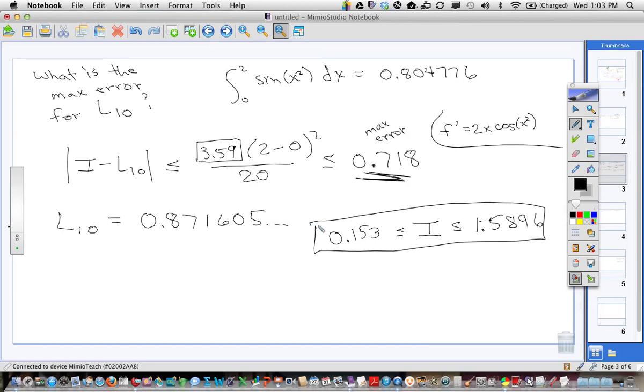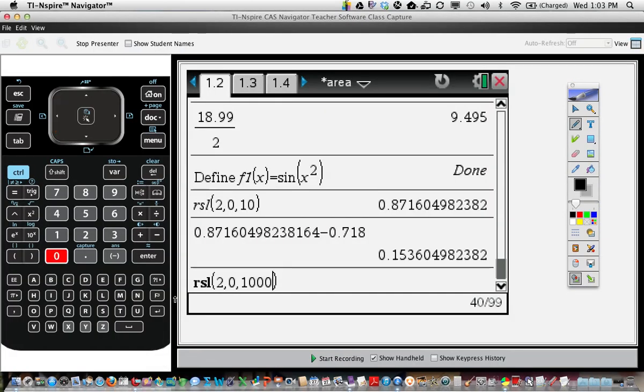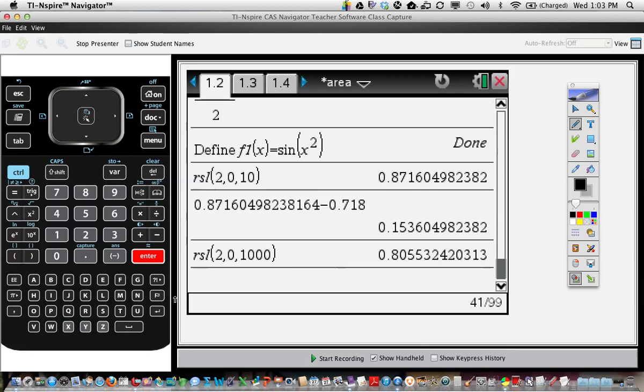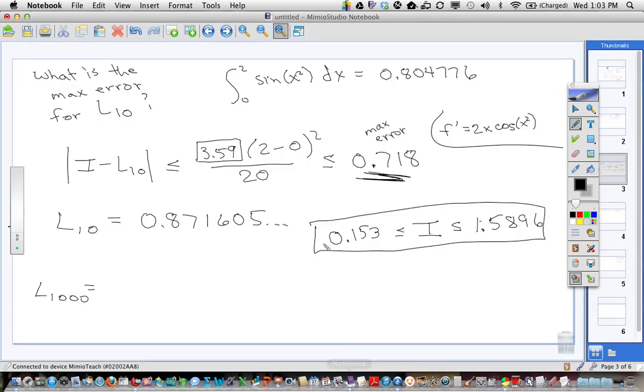Now, that's not that great, right? It's not that useful. However, let's do the same thing with L100. Or no, let's even do L1000. Okay, let's do 1,000 left. So now we go back to our little calculator program, and now we can just do the RSL, or we can change it to 1,000. Well, yeah, it takes a little while to calculate 1,000 left rectangles, right? So you'd expect it to have to think a little bit. Okay, 0.805532.